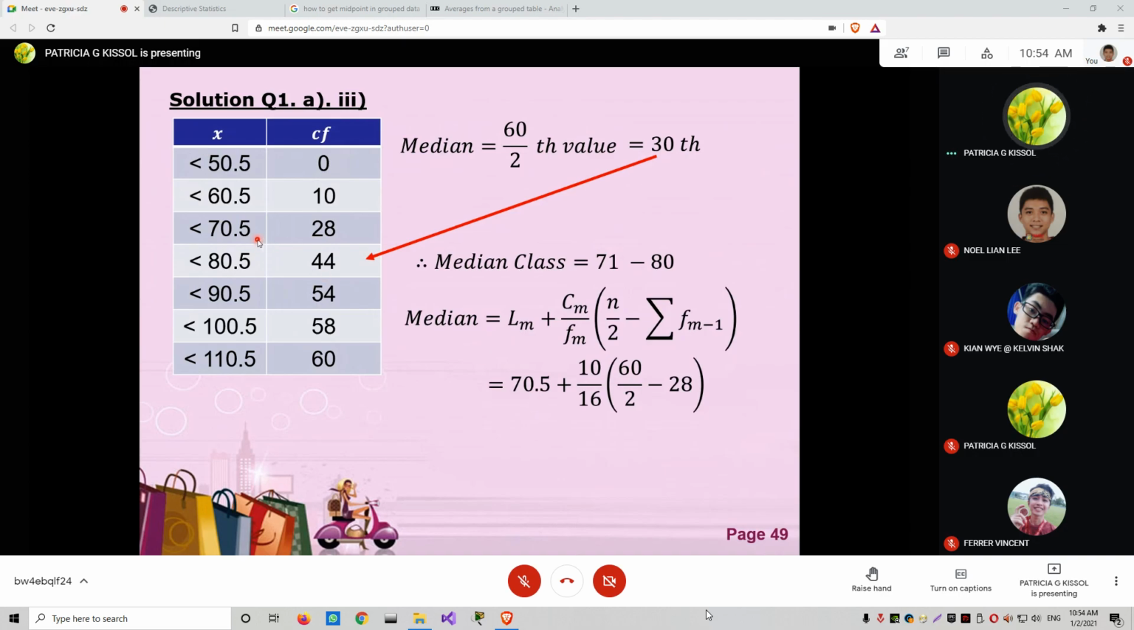70.5, referring to the lower class limit. 10 is the size, 16 is the frequency. So if you check back the question, 16 is the value of the frequency of this category. 60 divided by 2, the n divided by 2, and minus 28, which is this value. So when you calculate that, you should get 71.75.